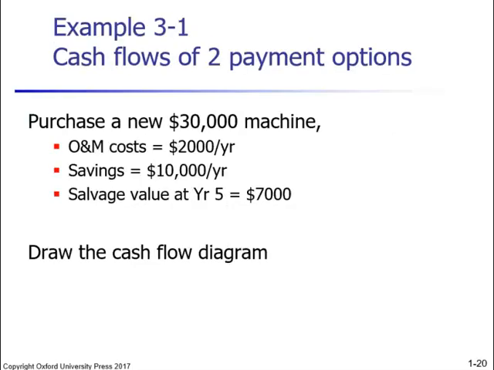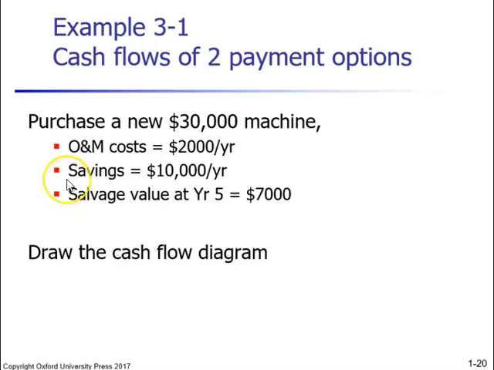Let's go do another example together, another activity together. It is asking you to draw a cash flow diagram for this case. You purchase a new $30,000 machine. You have this cost that is on a yearly basis, and the savings happens year 1, 2, 3, 4, 5, because you are buying a machine.